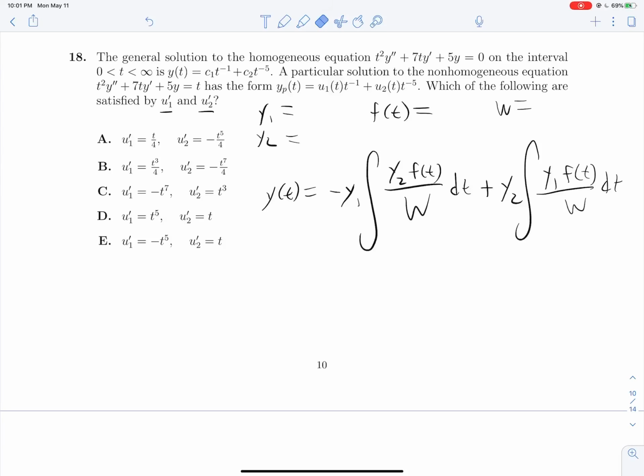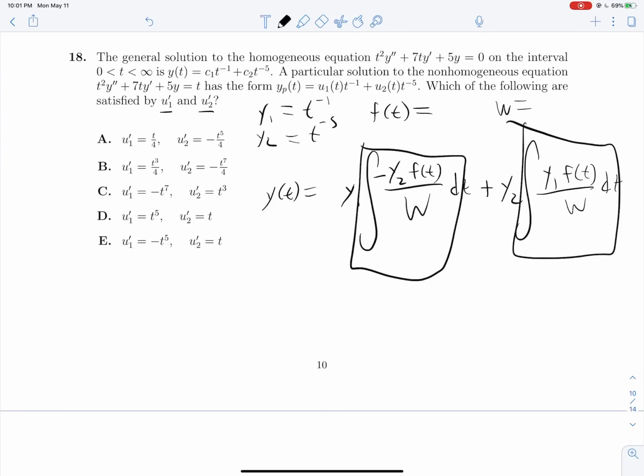Where do those come from? Well, they're just the things multiplied by our first fundamental solution and our second fundamental solution. I'll just note those there: t to the -1st and t to the -5th. So if we factor a -1 in here, here we go. Here is u1, here is u2. They're the things multiplied by y1 and y2, and when added together give us our solution.